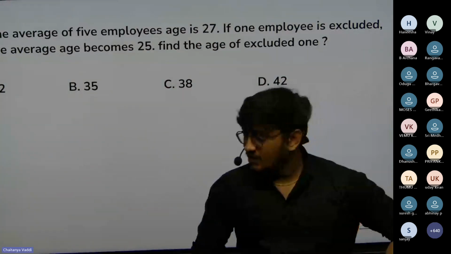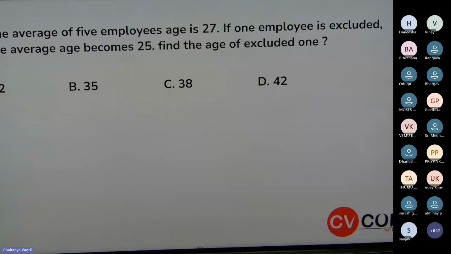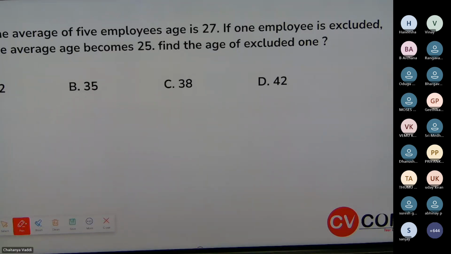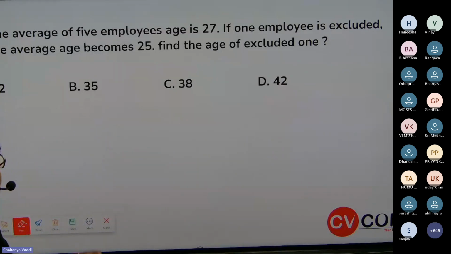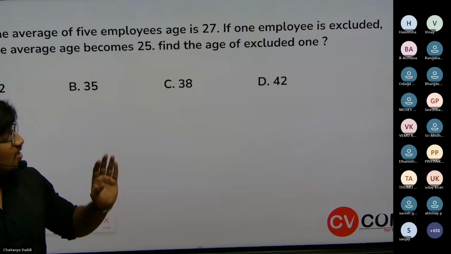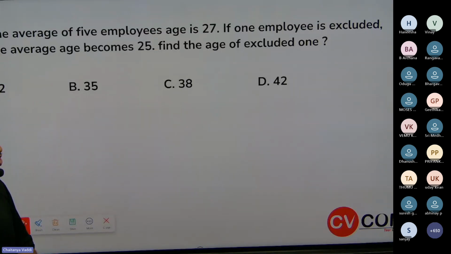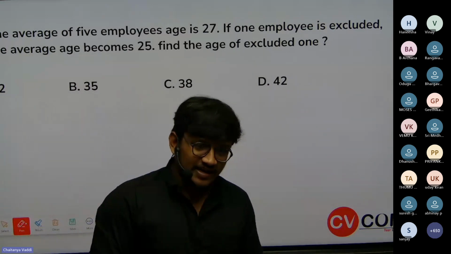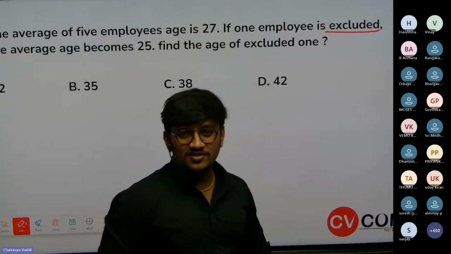Now for this question, can you take 30 seconds and post your answers in the chat box? Here, if you observe, the average age of 5 employees is 27. If one employee is excluded, the average becomes 25. Find the age of the excluded one. Initially the teacher was added to the class, so a person was added. Now the employee is excluded.